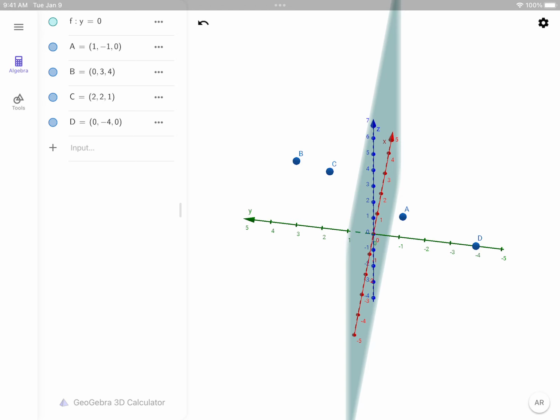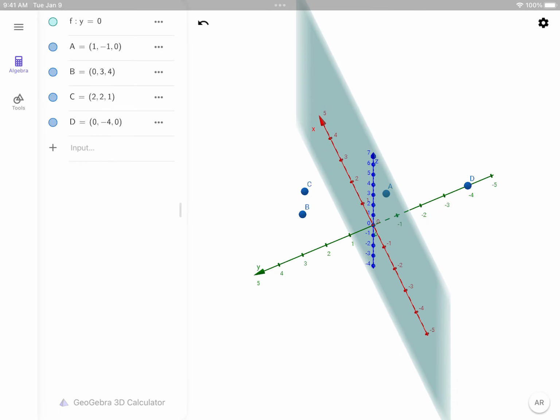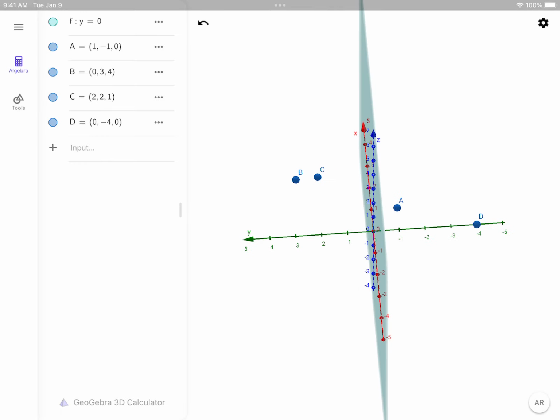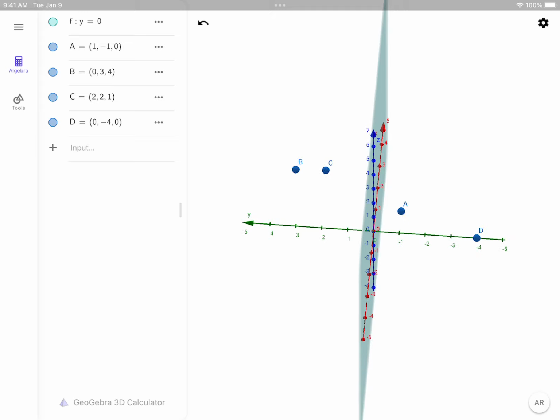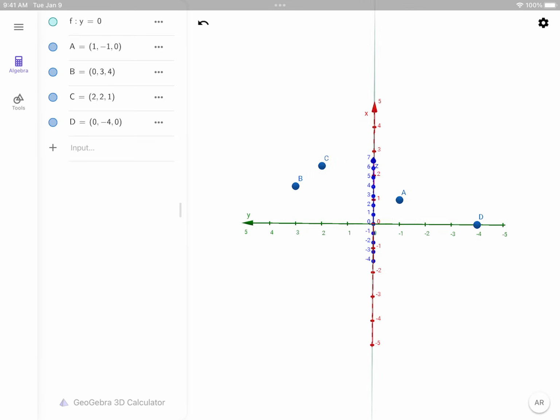Well, if we look at our y coordinates, for A we have -1, for B we have 3, for C we have 2, and for D we have -4. So the closest one is A because the distance in the y direction is the smallest, right? In other words, the absolute value of y is the smallest for A.